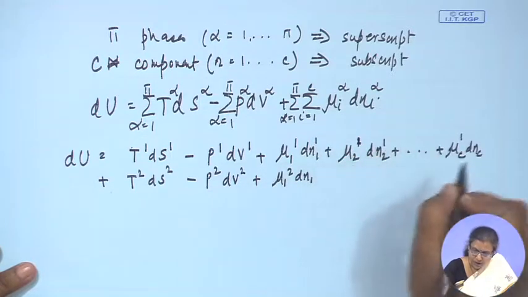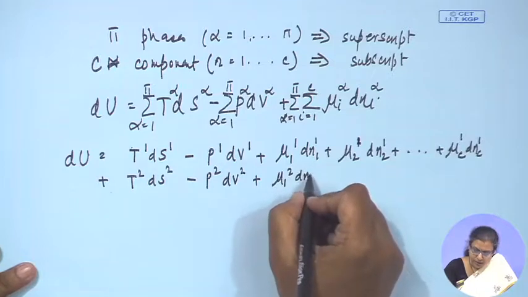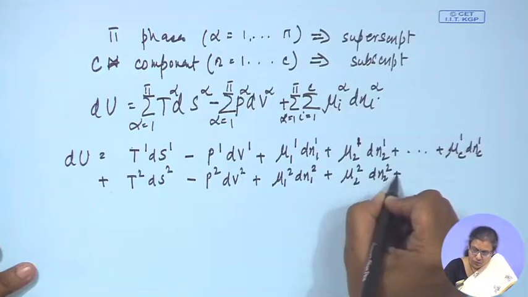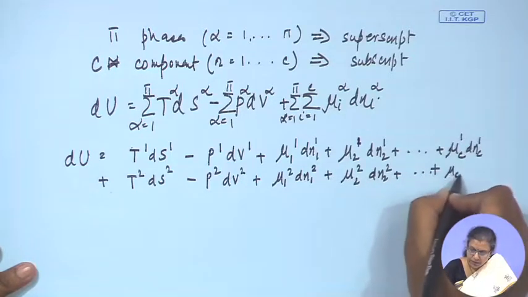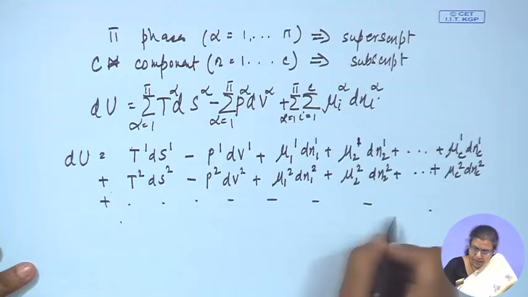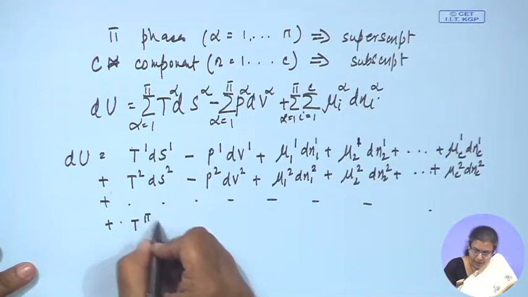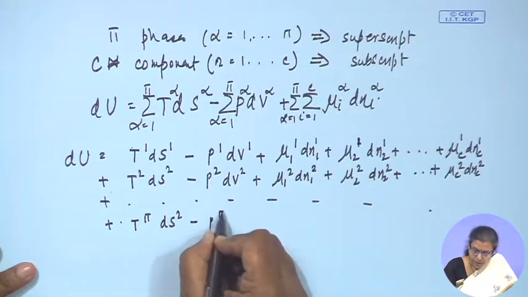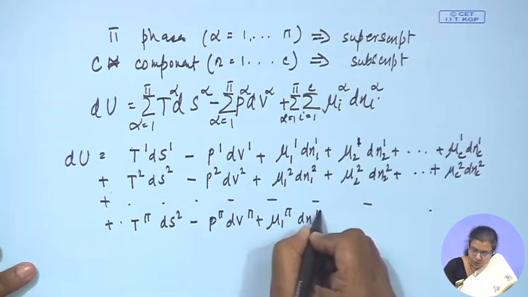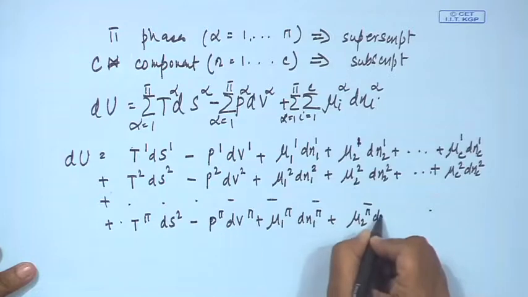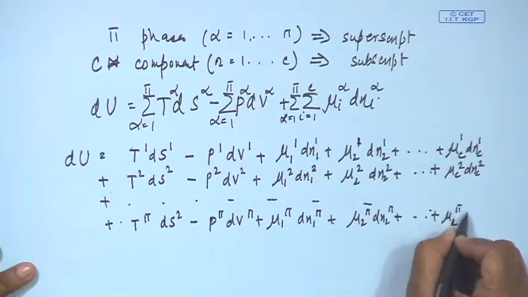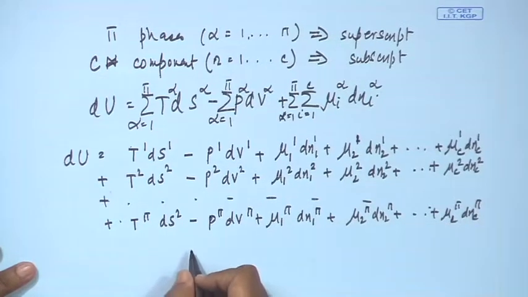Sorry, I need to refer to the components here. dn1 in phase 2 plus mu 2 phase 2 dn2 phase 2 plus so on till we get mu c2 dn c2. I can keep on continuing this for phase 3, phase 4, and finally for the pi-th phase it is going to be T pi dS pi minus p pi dV pi plus mu 1 pi dn 1 pi plus mu 2 pi dn 2 pi plus so on till mu c pi dnc pi, right?